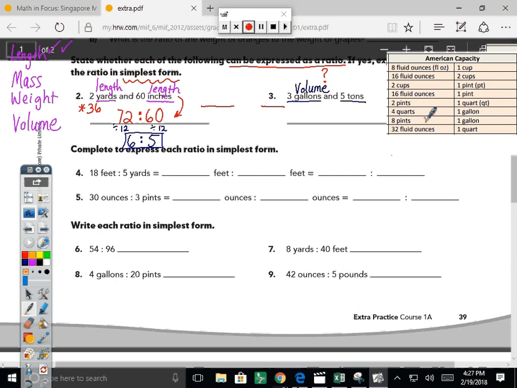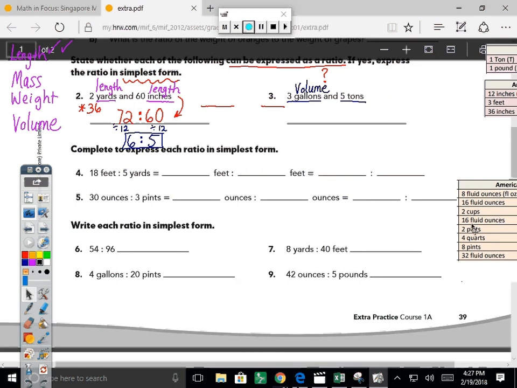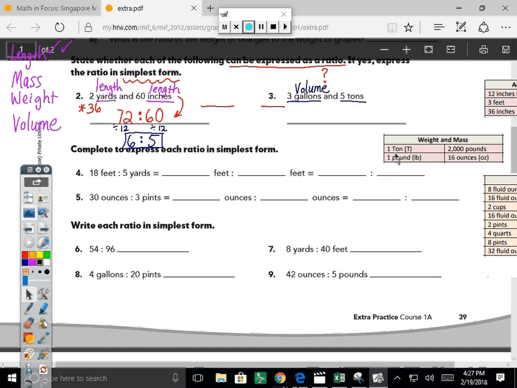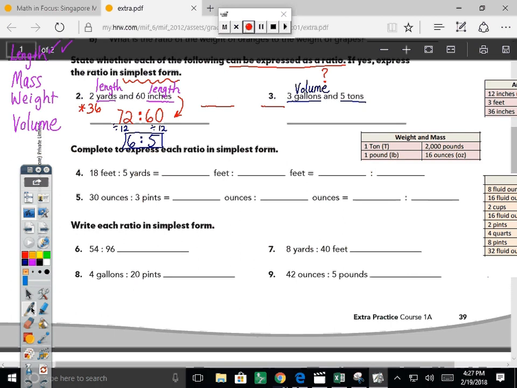So I don't see tons on my American capacity grid here. I don't see that as part of this volume conversion. So let's see what else I can find. Do a little more digging on that page R8 if you can. And you might find that tons show up underneath weight and mass. So tons have to do with how much something might weigh or the mass of an object. So I'm going to write down right above the word tons that has to do with weight. Or I could write mass here, but this is the same idea for today.